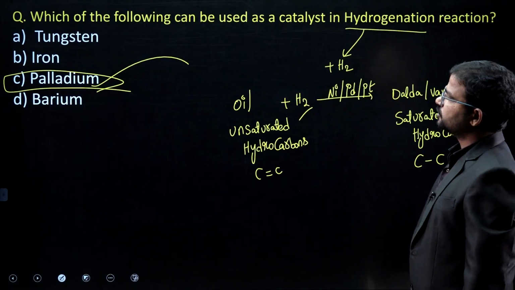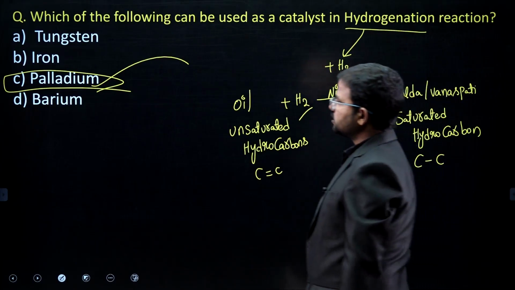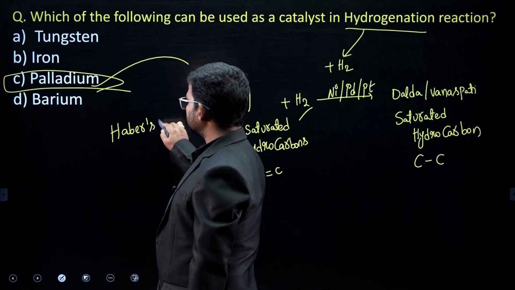So where would we observe tungsten? It is used to make filament. What about iron? Iron is a catalyst in the Haber process.